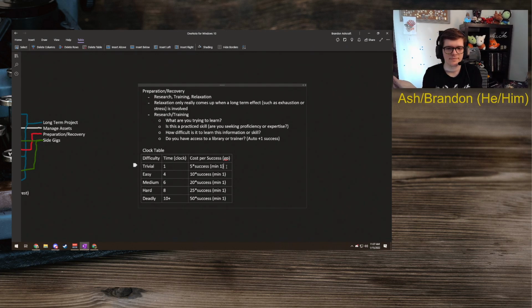So trivial, you just need 1 success, which, depending on your level, basically means you don't even need to roll. You just do it and pay the 5 gold. And you learn about crops in America. Let's say you're trying to learn about Crexian, a demon lord from the Abyss. And that's all you really know about him. That's going to be closer to a hard or deadly challenge, depending on where you're researching.